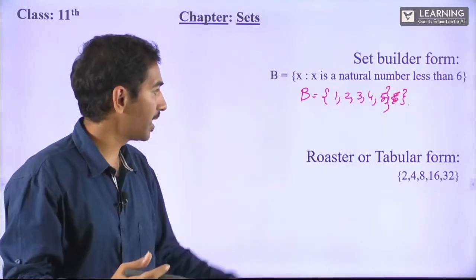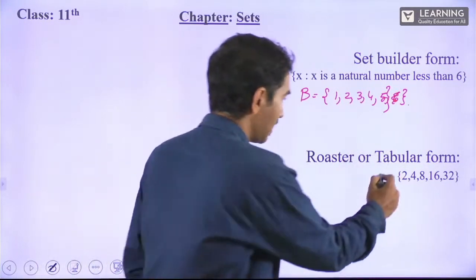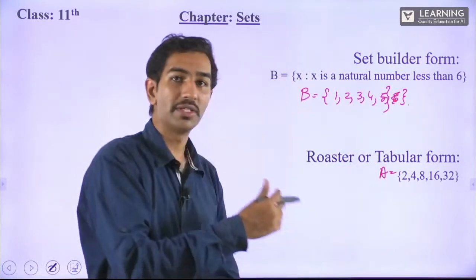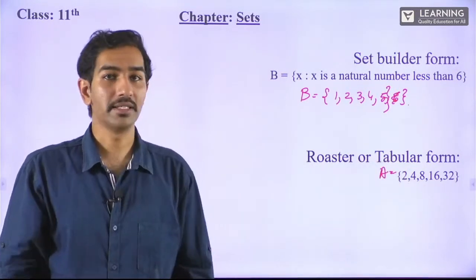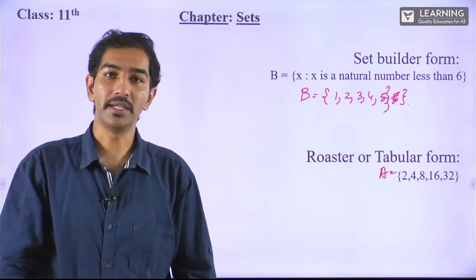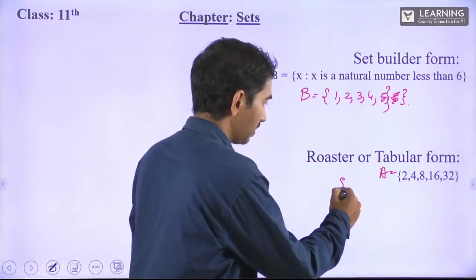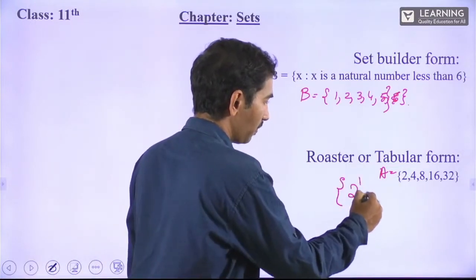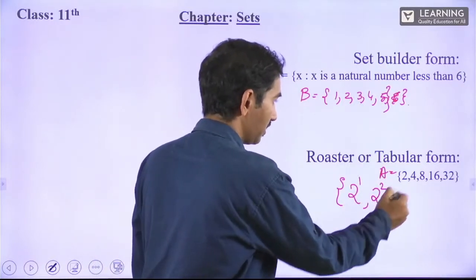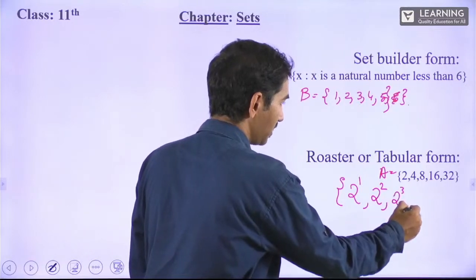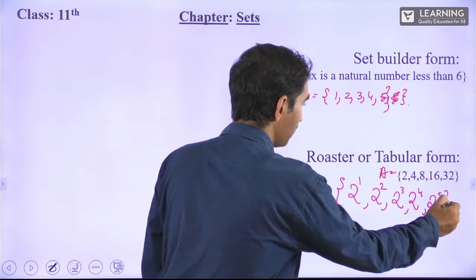Alright. Next what we have, roster or tabular form. This set, let us consider this as A. Set A is written as 2, 4, 6, 8, 16 and 32. This is in roster form. We'll try to convert this into a set builder form. How to do that? See, students, 2 to the power of 1 is nothing but 2 only, correct? 2 to the power of 2 is 4, 2 to the power of 3 is 8, 2 to the power of 4 is 16 and 2 to the power of 5 is 32.